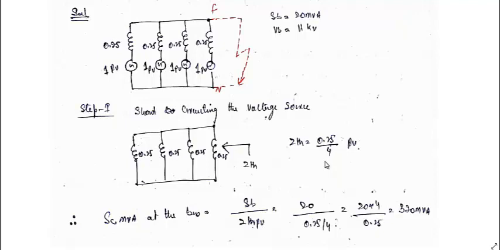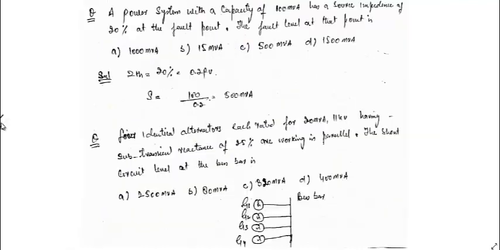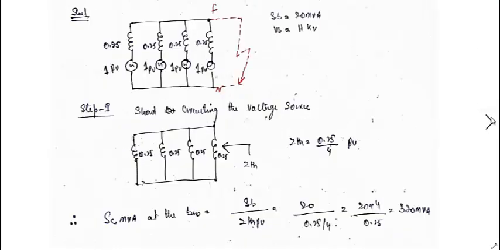That means when we see the Z_TH between this and this, Z_TH is equal to 0.25 divided by 4. So short circuit MVA at the bus will be S_B, and S_B of this is not 220, it's 20 MVA. That is 20 divided by 0.25 divided by 4. It's 20 into 4 divided by 0.25, which is 320 MVA. So the right option is this one, C. The last question.